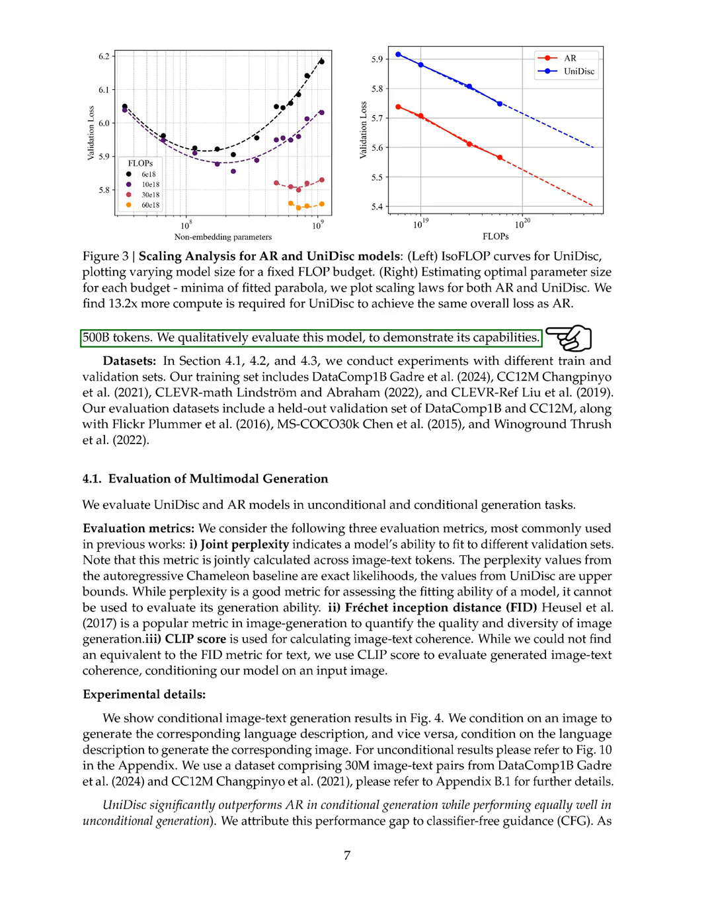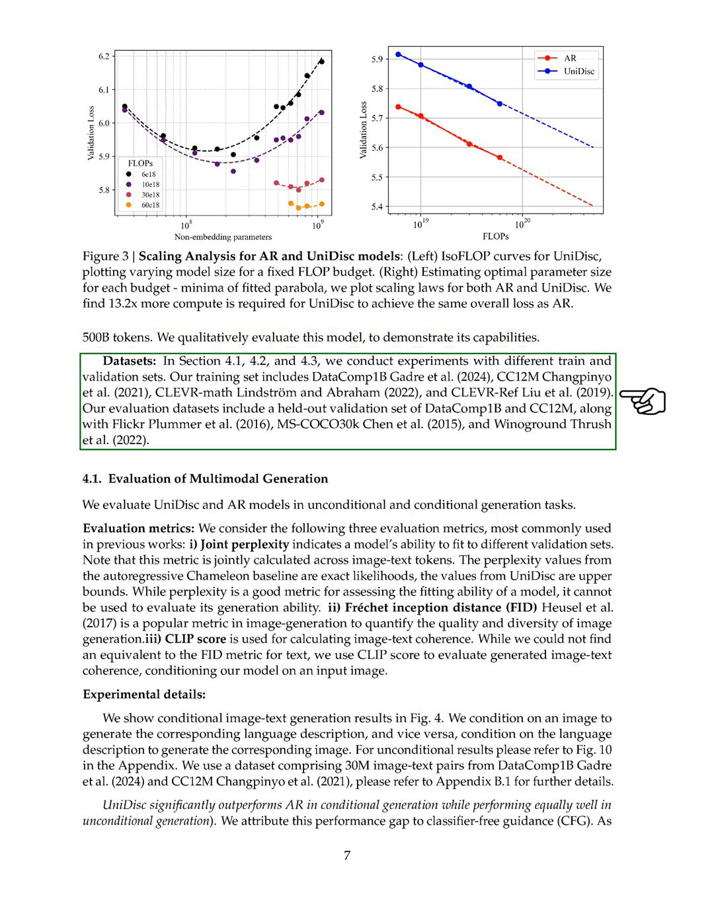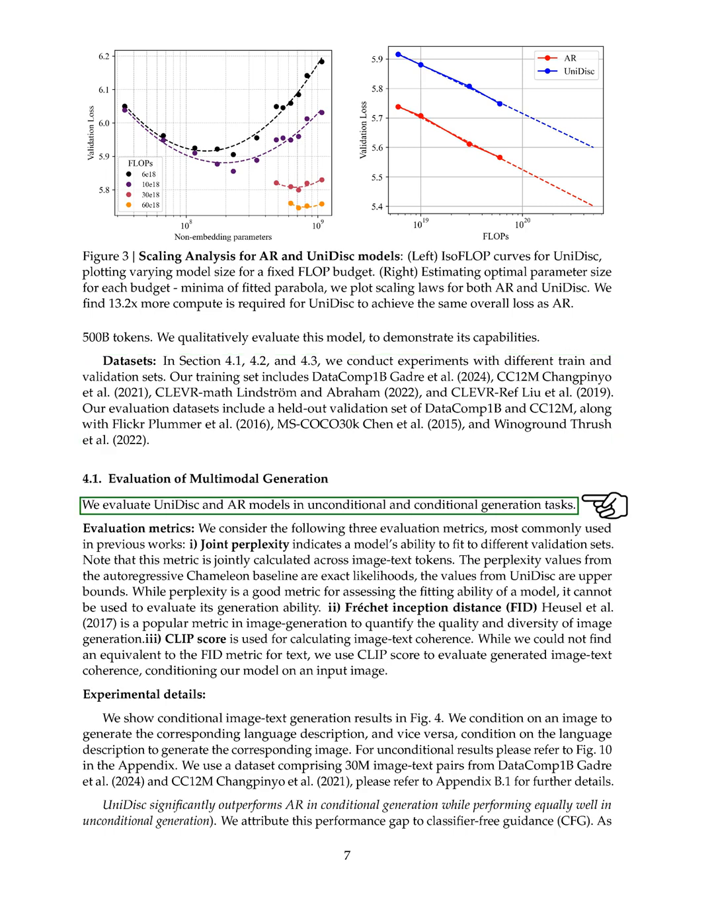Finally, we demonstrate that we can scale UniDisc to a model with 1.4 billion parameters, trained on 500 billion tokens, and we qualitatively evaluate its capabilities. For our datasets, we use various training and validation sets, including DataComp1B, CC12M, CLEVR Math, and CLEVR Ref. Our evaluation datasets consist of a held-out validation set from DataComp1B and CC12M, along with Flickr, MS COCO 30K, and Winoground. In evaluating multimodal generation, we assess both UniDisc and AR models in unconditional and conditional tasks.